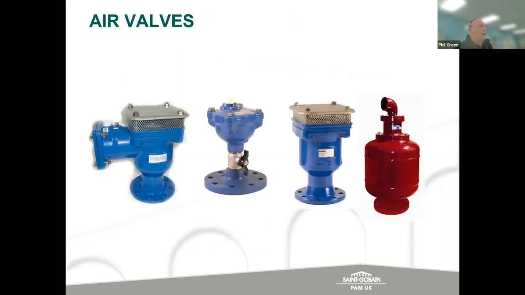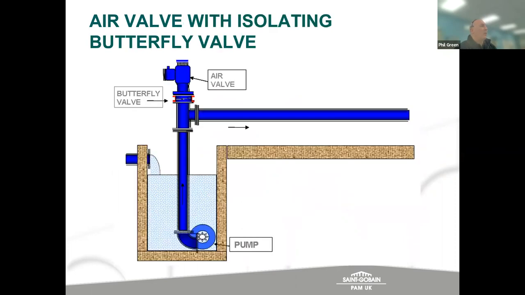From a Saint-Gobain perspective, here are some illustrations of air valves that we supply. On the left-hand side there, you've got a double orifice air valve. Second from left, you've got a single orifice air valve, single small orifice air valve, should I say. Second from the right, you've got a single large orifice air valve. And on the right-hand side there, the red one is a sewage air valve. So that's a little bit of an introductory discussion about air valves. I guess onto the next piece here.